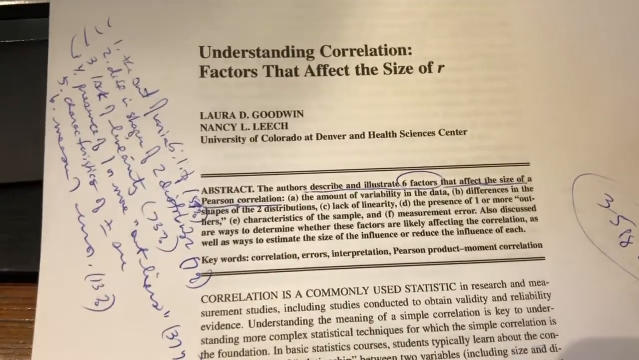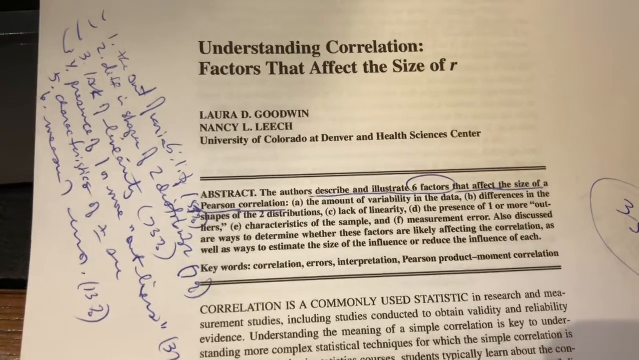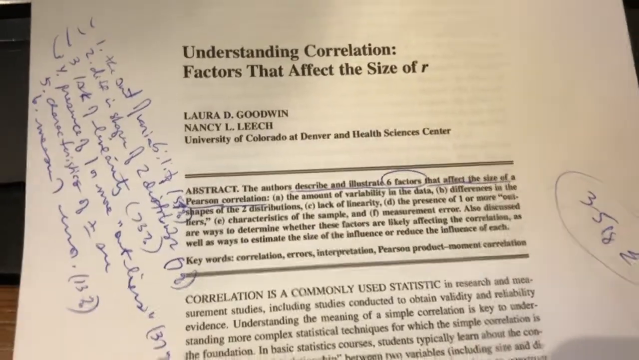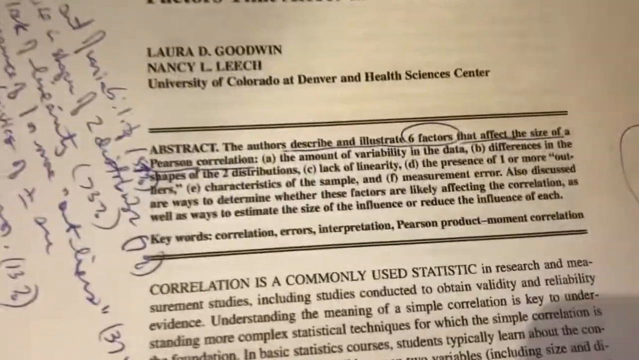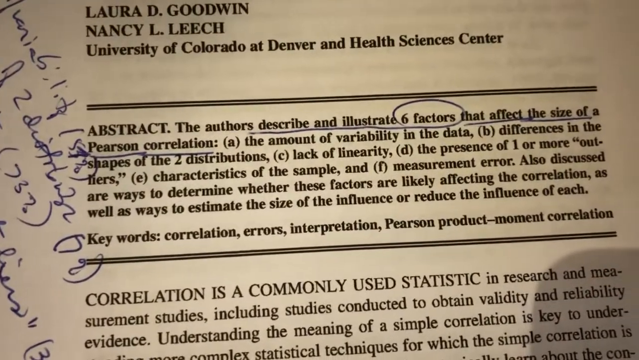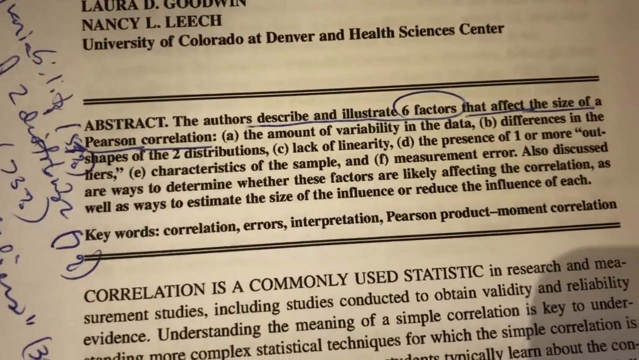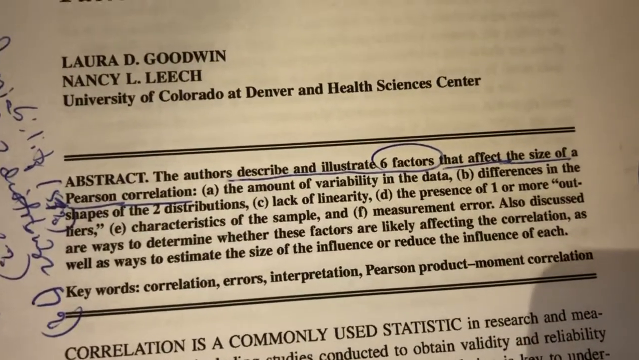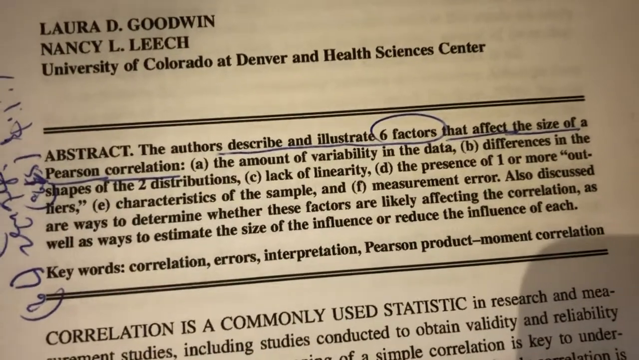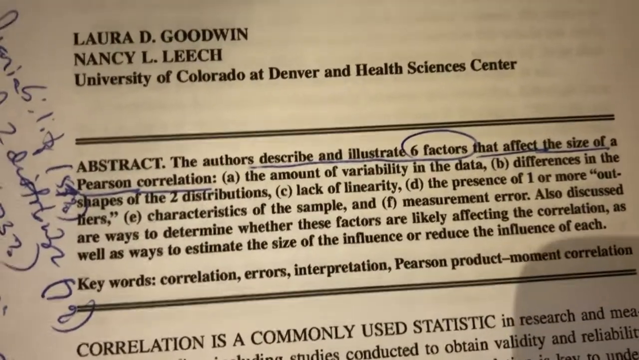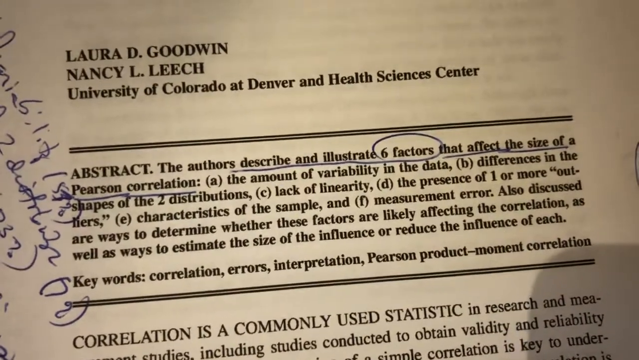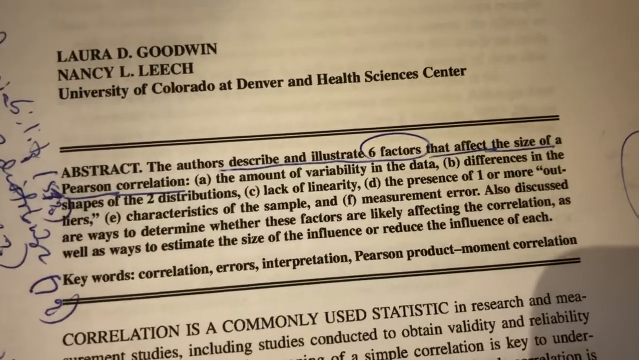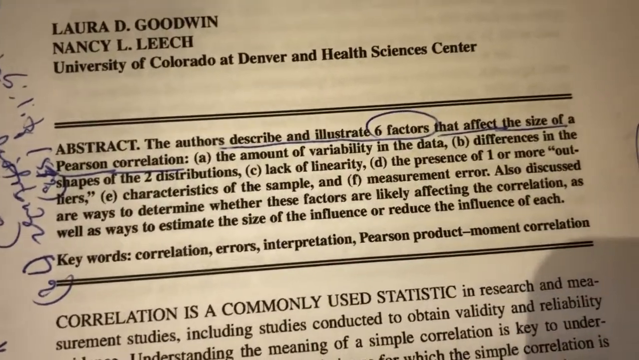But the main thing they're talking about is understanding correlation: factors that affect the size of the r. The 6 factors are the amount of variability in the data, the differences in the shapes of the two distributions, lack of linearity, so if you have a curved line instead of a straight line, the presence of one or more outliers, characteristics of the sample, and measurement error.